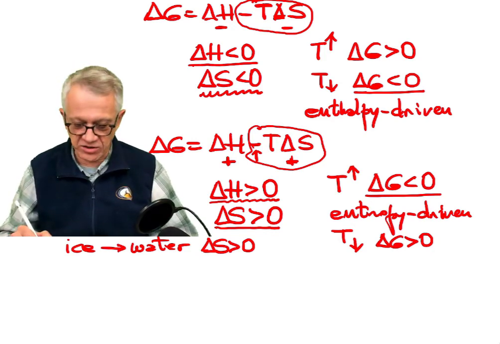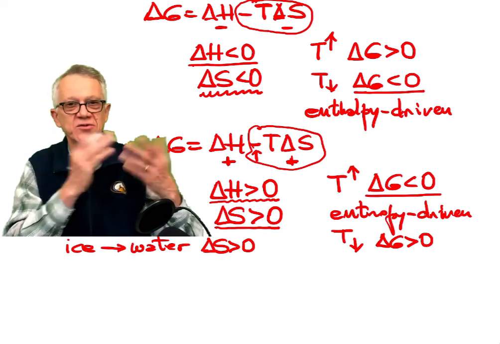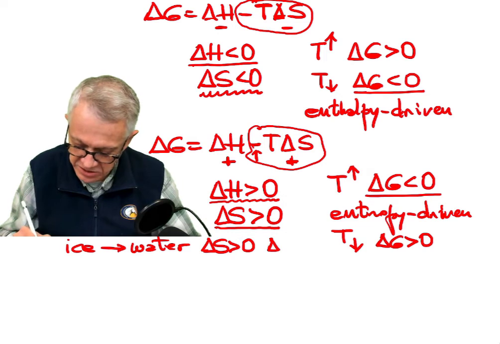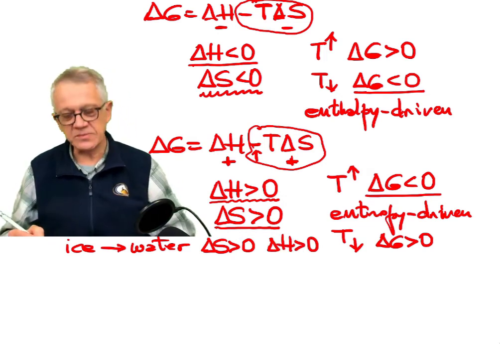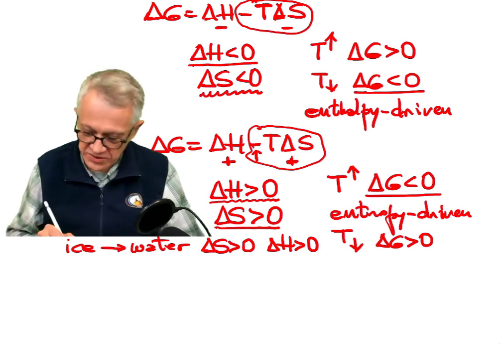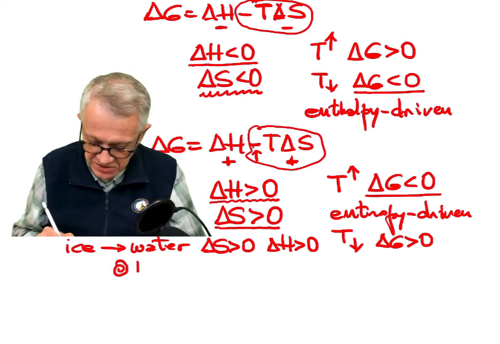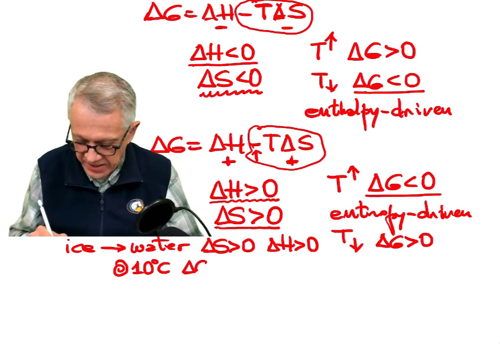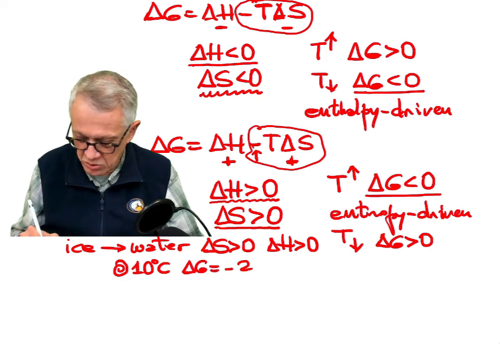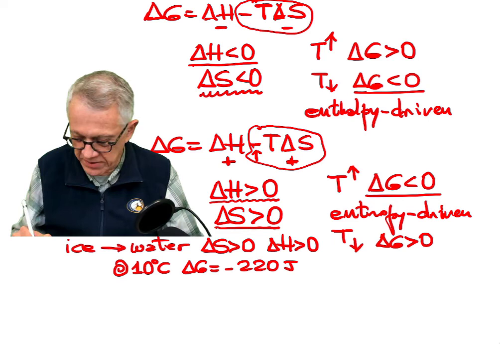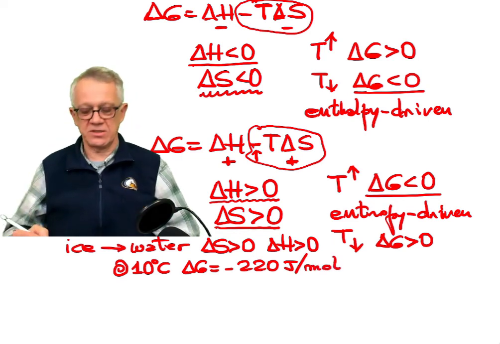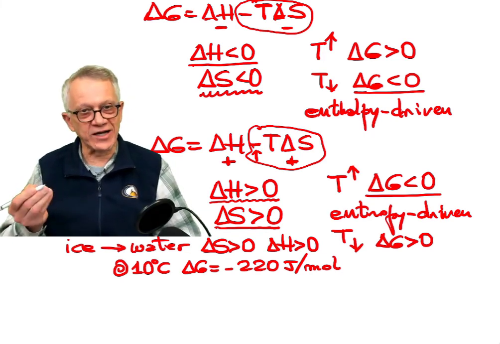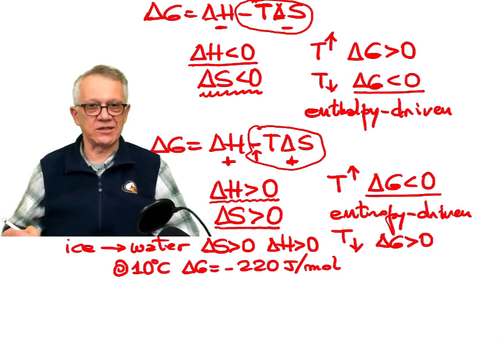But this process also, to melt ice, you need to heat it, right? You all know that. So this is an endothermic process, so delta H is larger than 0, correct? So if you look at this reaction at, for example, 10 Celsius, and you calculate delta G at 10 Celsius, it is going to be minus 220 joules per mole. Very small, but still there. So it's a spontaneous process at a high temperature, right? The ice melts easily at a high temperature.